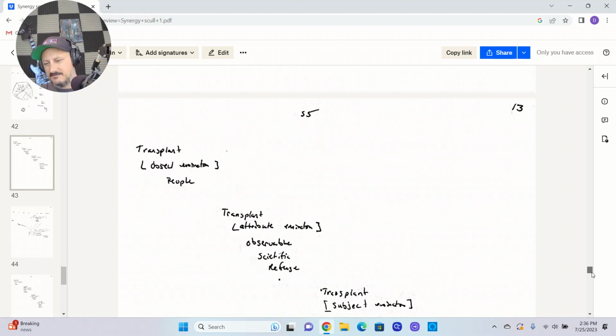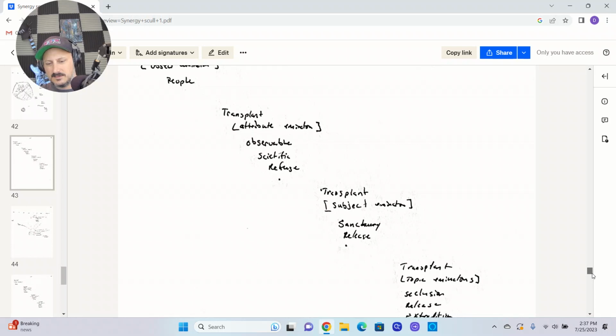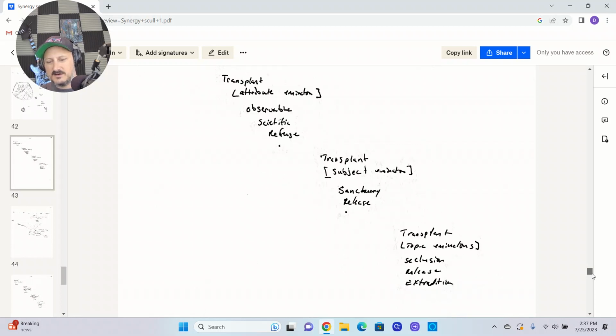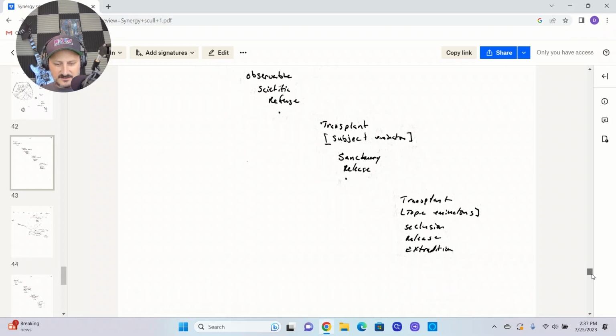Okay, so stage 5 transplant, which I got people. It's attributed to that. Observable, scientific, and refuge. Sanctuary and release. Seclusion, release, and extradition.